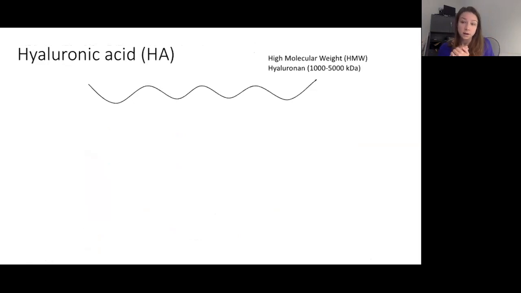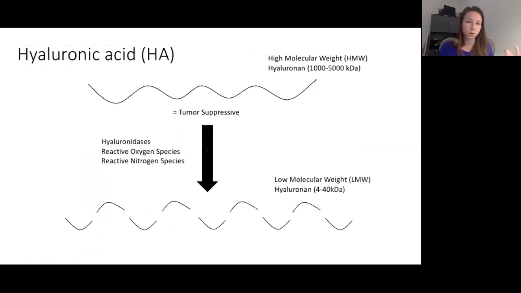Hyaluronan is of interest because it's this large glycosaminoglycan of the extracellular matrix that is tumor suppressive under normal physiologic conditions. However, if it gets exposed to some sort of cellular or organismal stress and comes into contact with hyaluronidases or reactive oxygen and nitrogen species, it can get cleaved into these low molecular weight fragments, which have actually been shown to be tumor promoting.